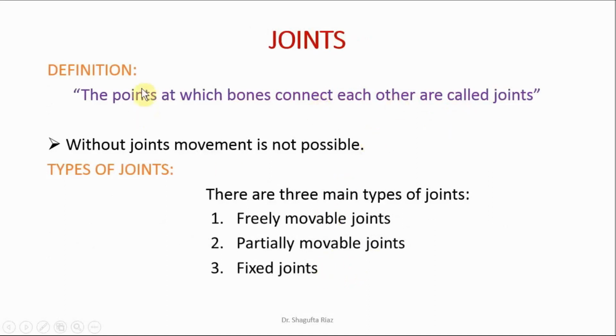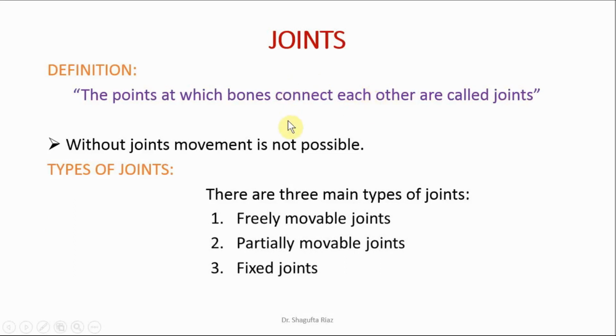Joints. The point at which bones connect to each other is called a joint. Whenever two bones are present, they will be connected to each other by the help of joints, and they will also have cartilage on it. Without joints, movement is not possible. If we had a skeleton made up of a single bone, it would be much stronger, but we could not have moved because of the single bone structure. For our movement, the joints are very important.